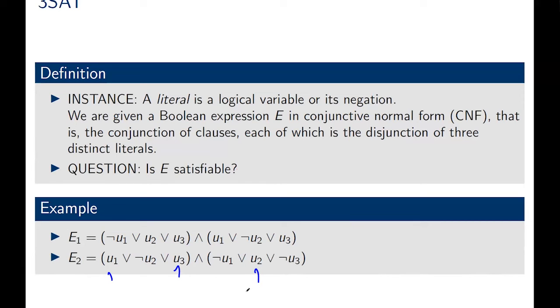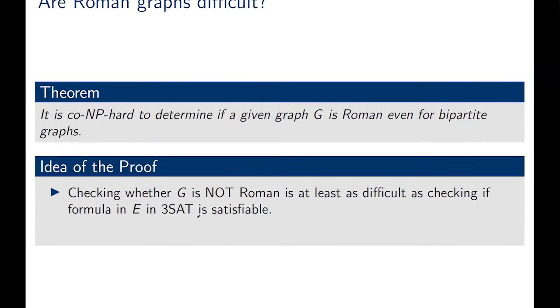Okay, so for this problem 3-SAT, we have logical variables, and we have clauses, brackets here. Checking whether G is not Roman is at least as difficult as checking if formula E in 3-SAT is satisfiable. So G is not Roman if and only if the formula E is satisfiable.